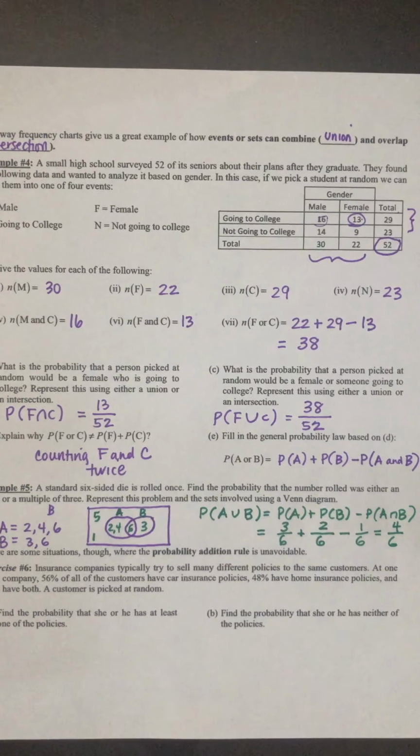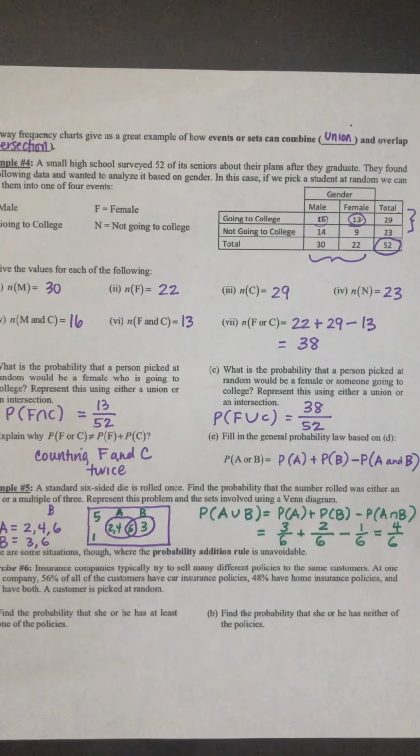With this last example, though, sometimes you can't do a Venn diagram. You have to suck it up and use the formula. All right, and if you look at exercise 6 here, it says insurance companies typically try to sell many different policies to the same customers. So think about that whole commercial with Progressive and Flo, right? She likes to bundle insurance. All right, the same idea here.